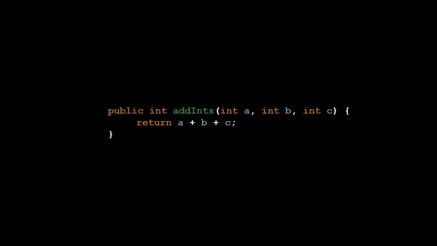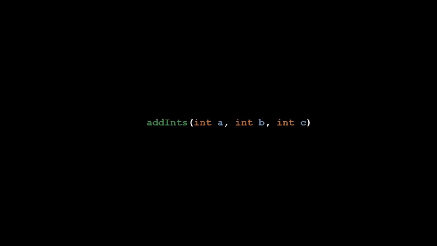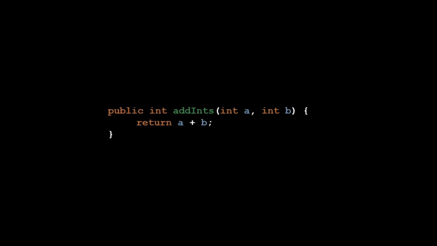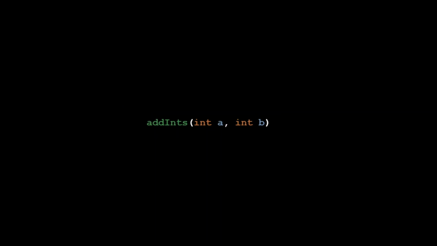So looking at this method here that takes 3 integers as parameters and returns the sum of the 3 integers, the method signature would simply look like this. As an example of method overloading, we can create another method called addInts, but instead of requiring 3 integers as parameters, we can instead only require 2 integers. That method would look like this, and the method signature would look like this.